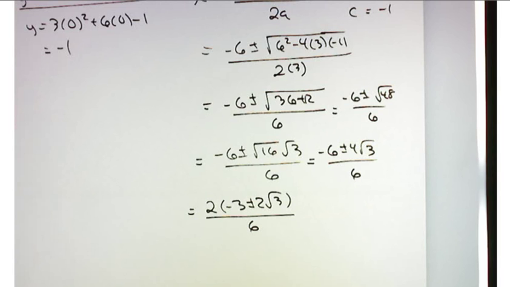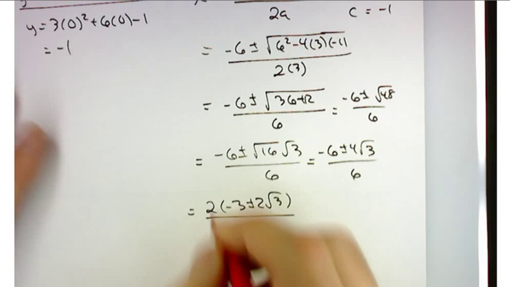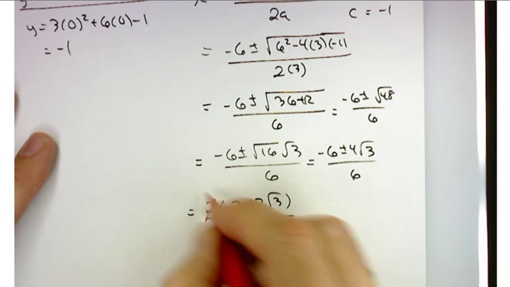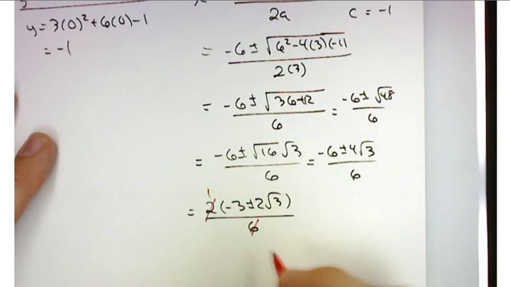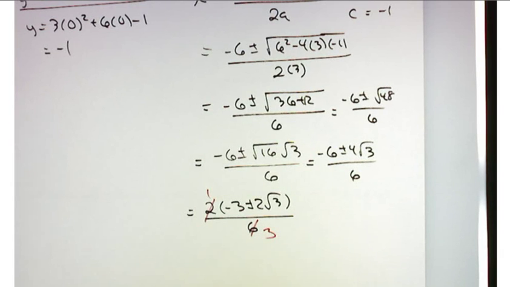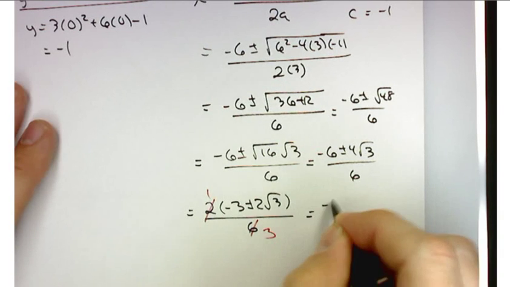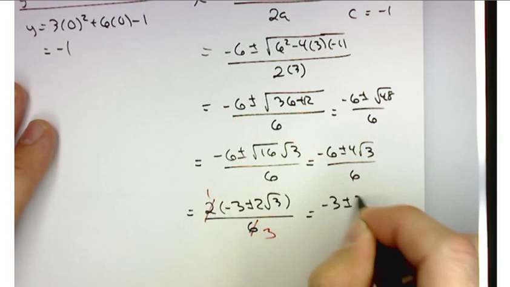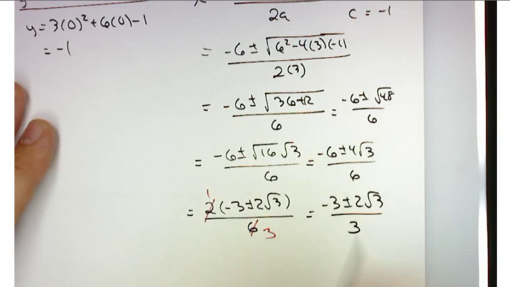And now, whew, man, get out the oxygen bottle, right? Now I can finally do some cancellation here. So 2 cancels into 6 3 times, and I'm left with negative 3 plus or minus 2 square roots of 3 over 3.